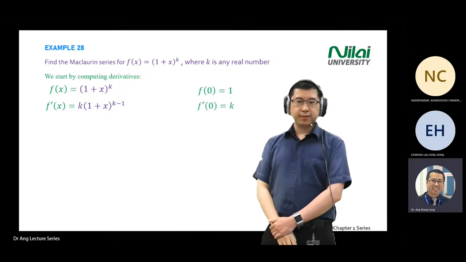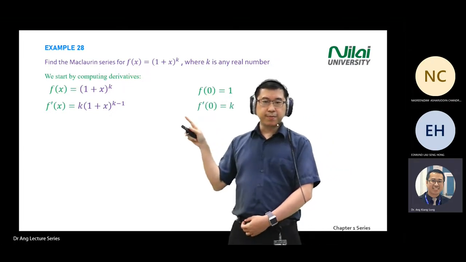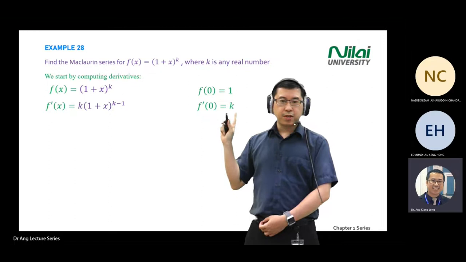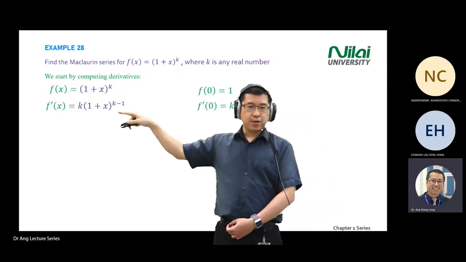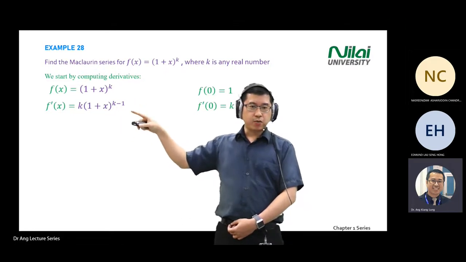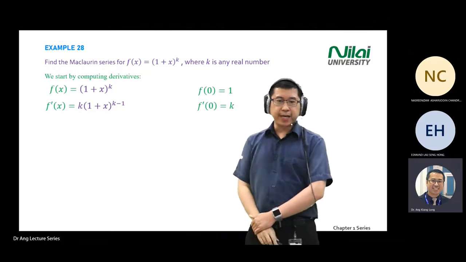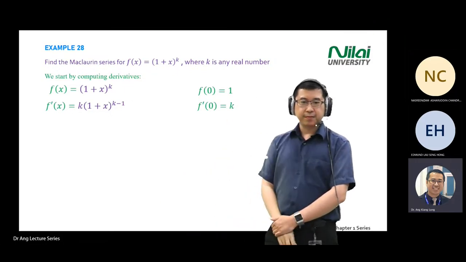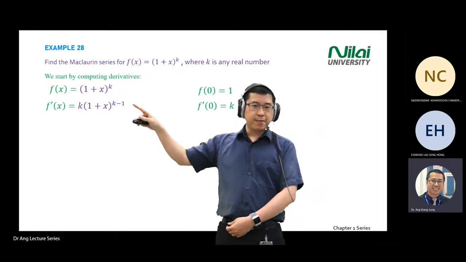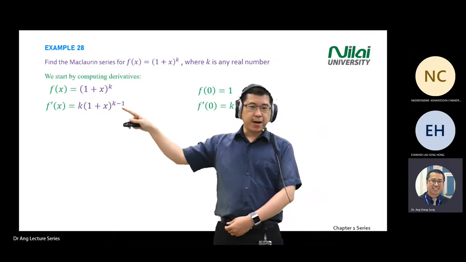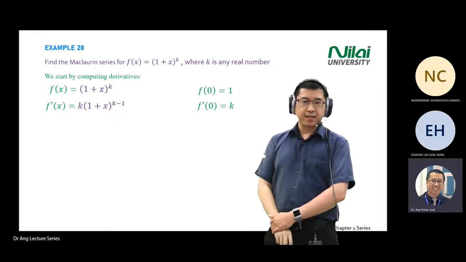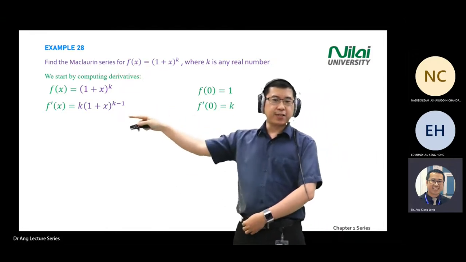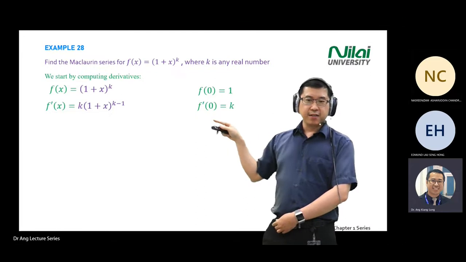Then, second one, you always substitute with 0, you get k. You substitute 0 for the x there. So how do you get k? You just substitute x equal to 0. So 1 power k minus 1, multiplied by k, you always get k, because 1 power k minus 1 is always 1, times k, you get k. You repeat the same process for the third line, fourth line here.